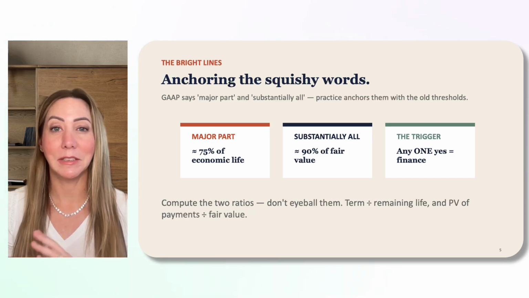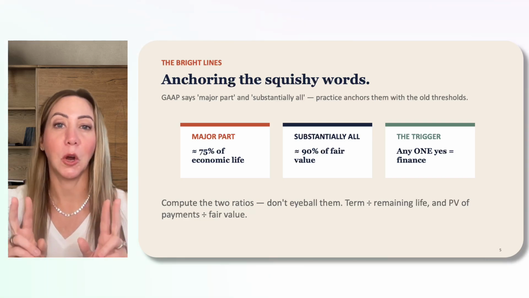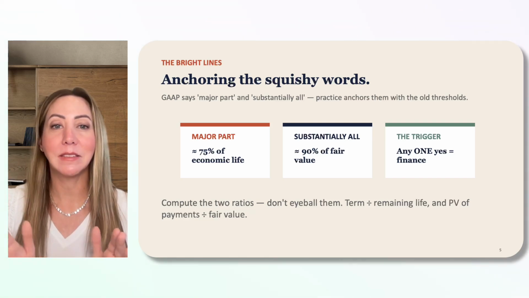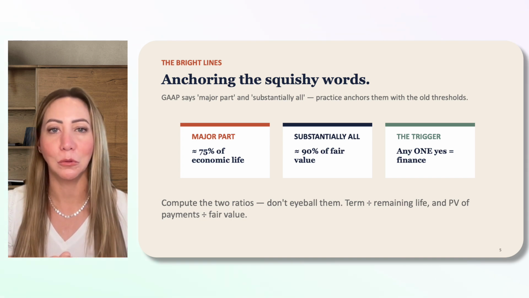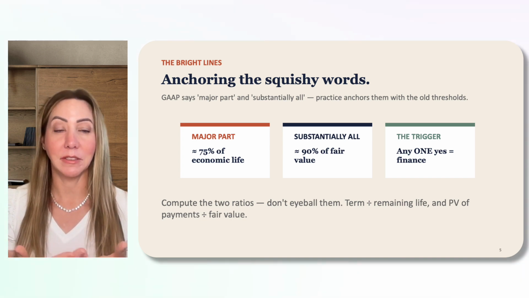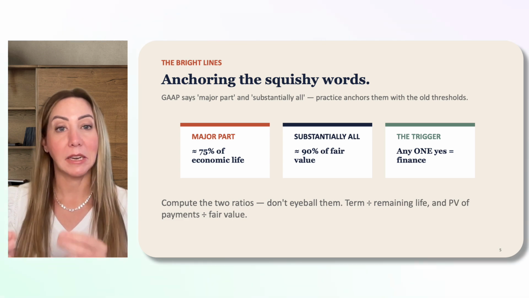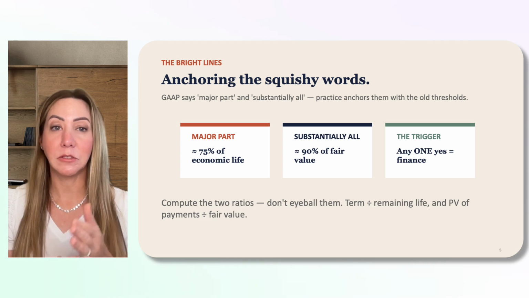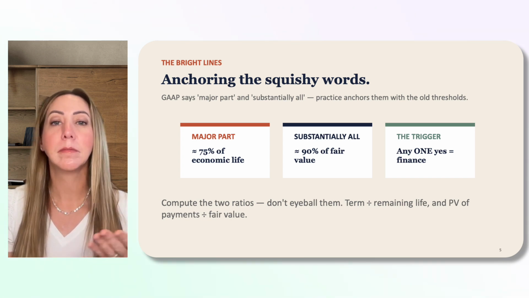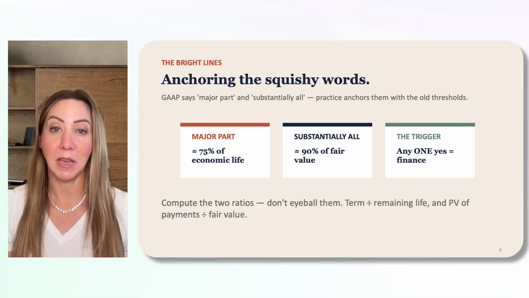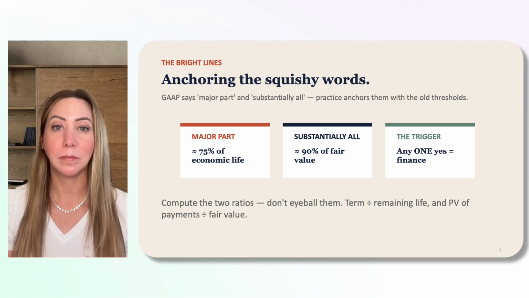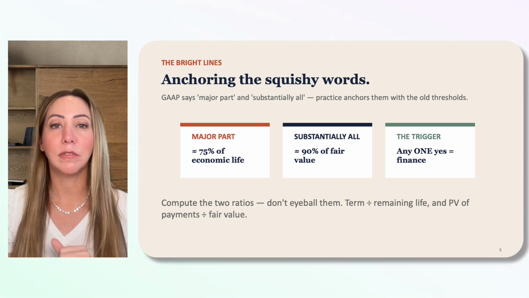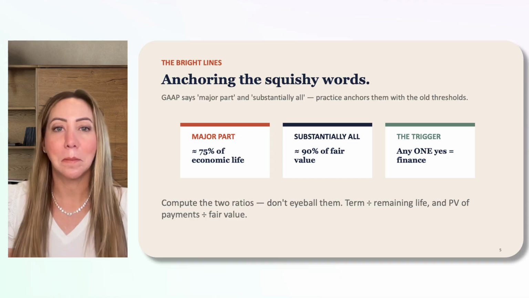2 of those 5 criteria use deliberately squishy words, major part and substantially all, and in practice, we anchor them with the same thresholds that the old rules used. A major part of the economic life is generally 75% or more. Substantially all of the fair value is generally 90% or more. So here's your working test. Lease term, at least 75% of the remaining life, finance lease. Present value of the payments, at least 90% of their fair value, finance lease. And remember the logic of the list. It only takes one. These criteria are 5 different ways of asking the same question. Did the lessee, in substance, buy this asset?